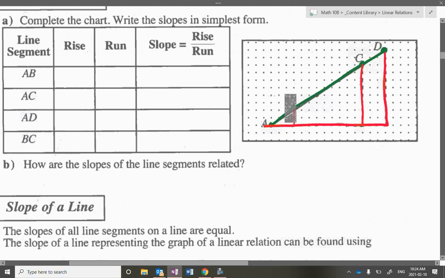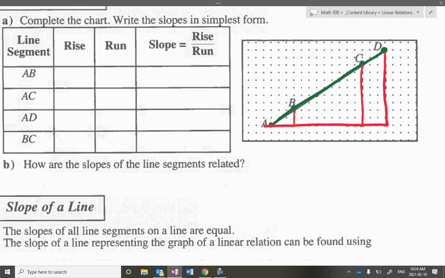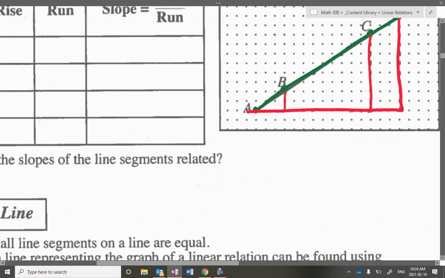So count as much as you can. How did they count this? You'd count your spaces between two dots as 1.